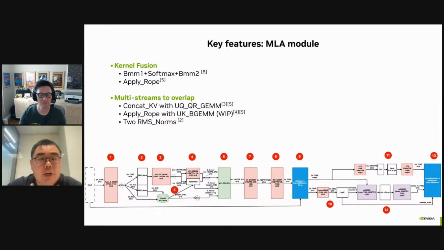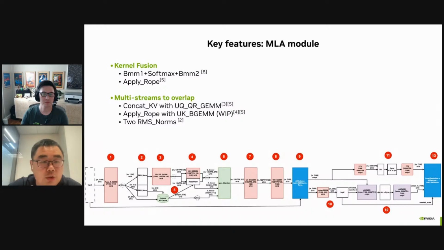The second key feature is the attention module. We have introduced lots of optimizations here, such as kernel fusion. We have fused the BMM1, softmax, and BMM2 into one gene attention kernel. We also fuse the applied ROPE of K-tensor and query-tensor into one kernel.